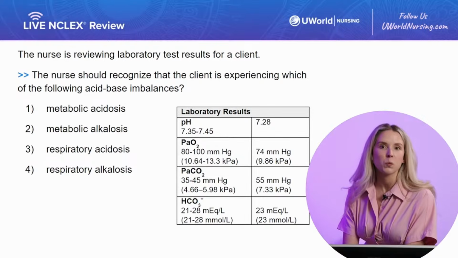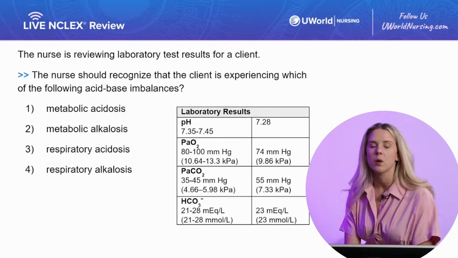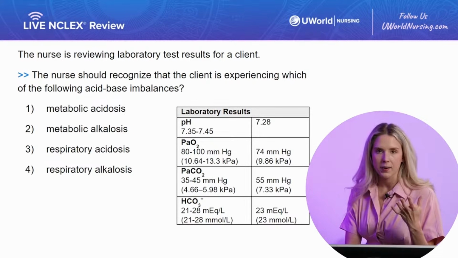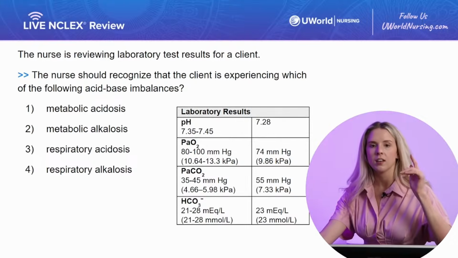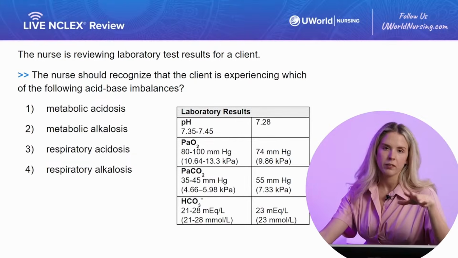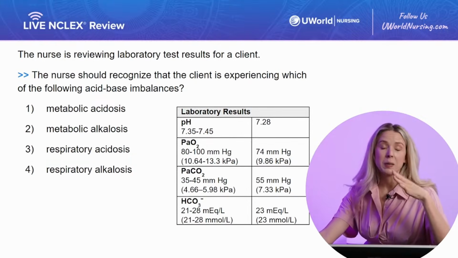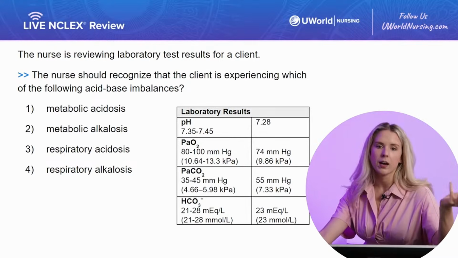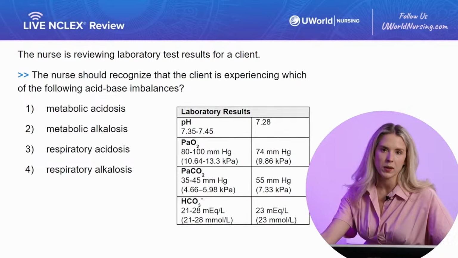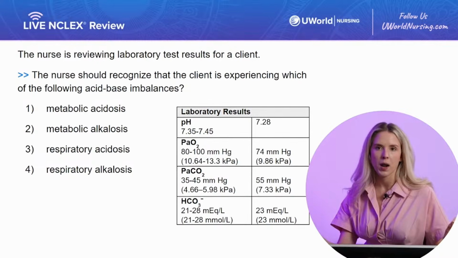The next part, is it respiratory or is it metabolic? So what we would look at here is our carbon dioxide and our bicarb levels. So we know our pH is going down. Our CO2, supposed to be 35 to 45, is 55. So this means it's high. So our CO2 is increasing. What about that bicarb? Bicarb is 23, which is within the 21 to 28 normal range. Okay, we're not worried about that one.